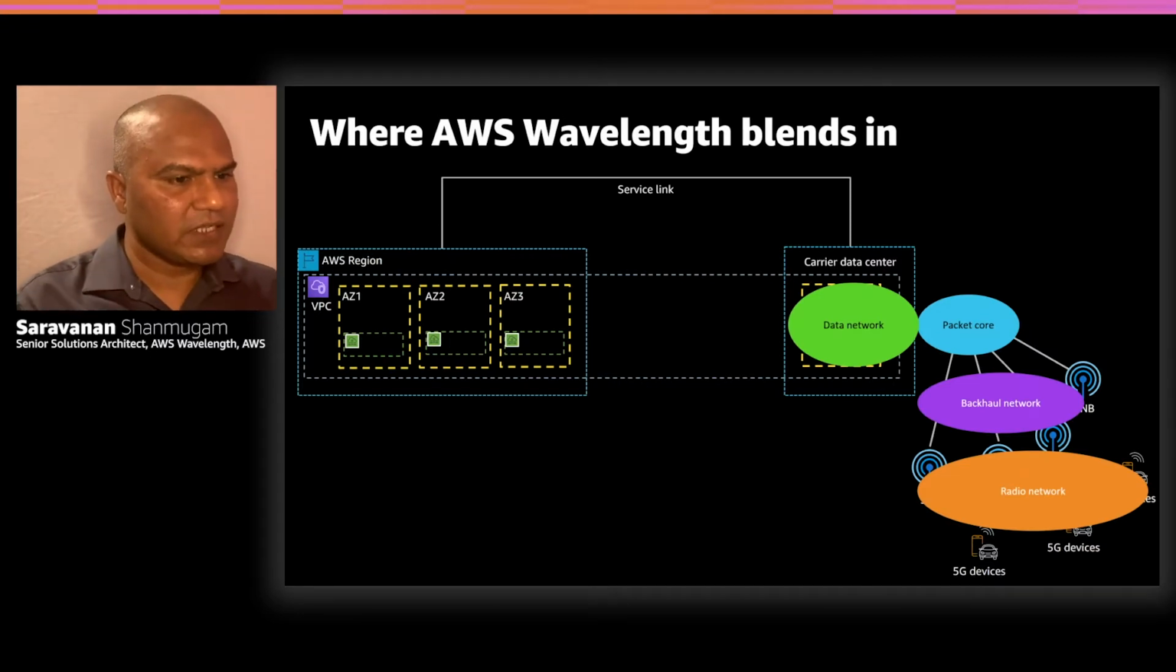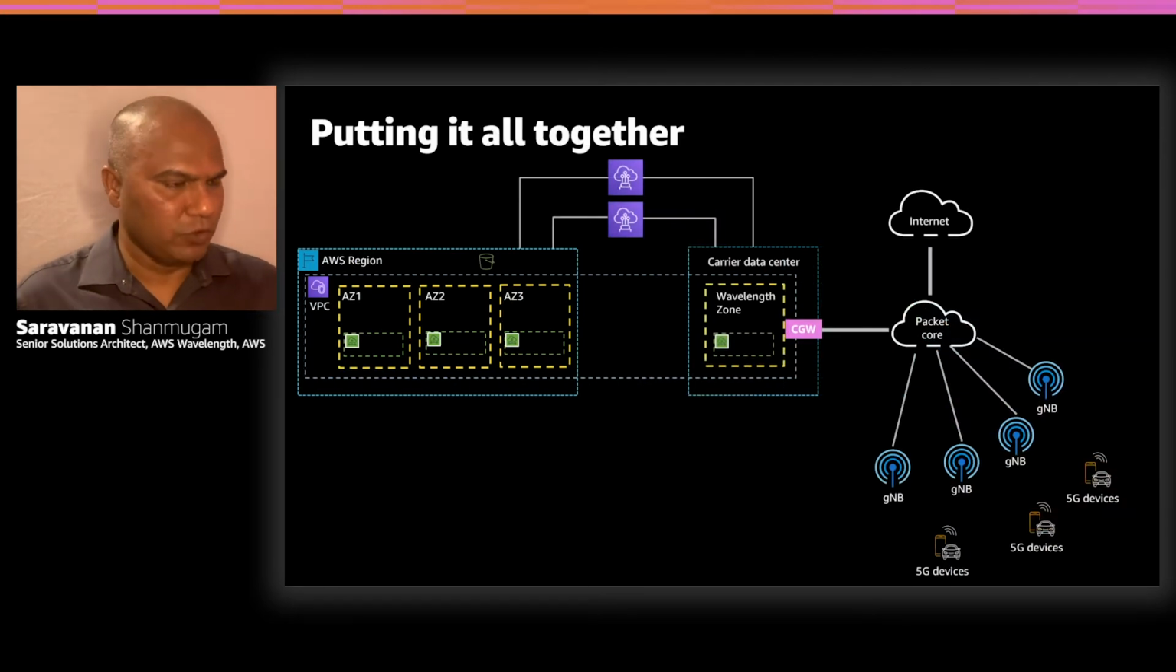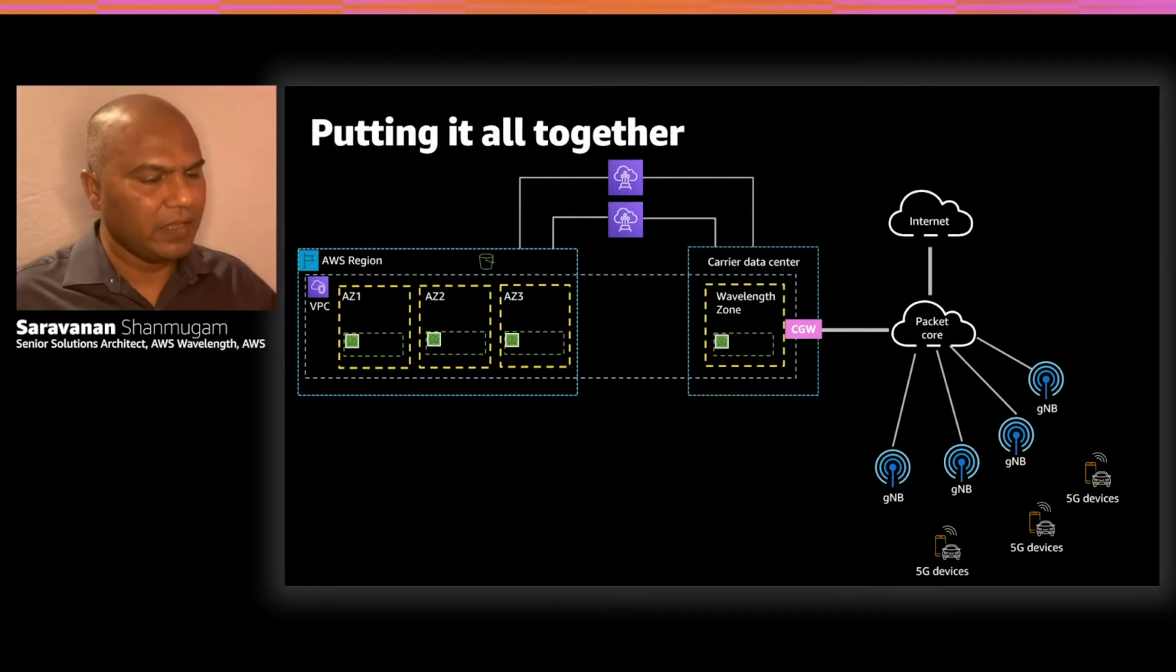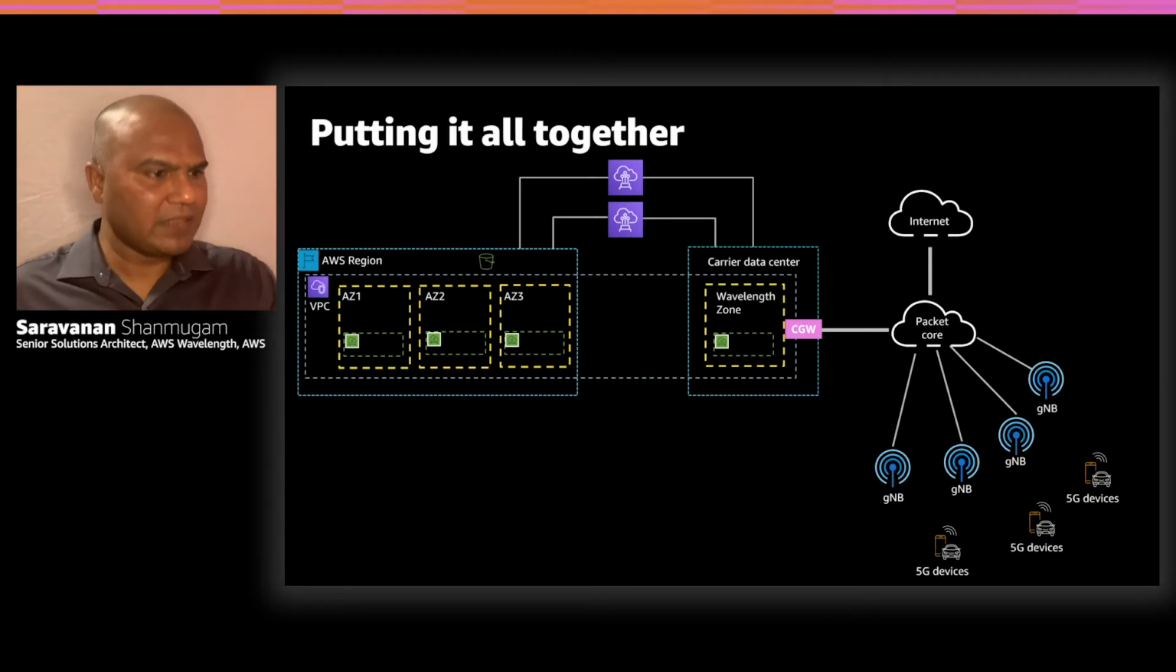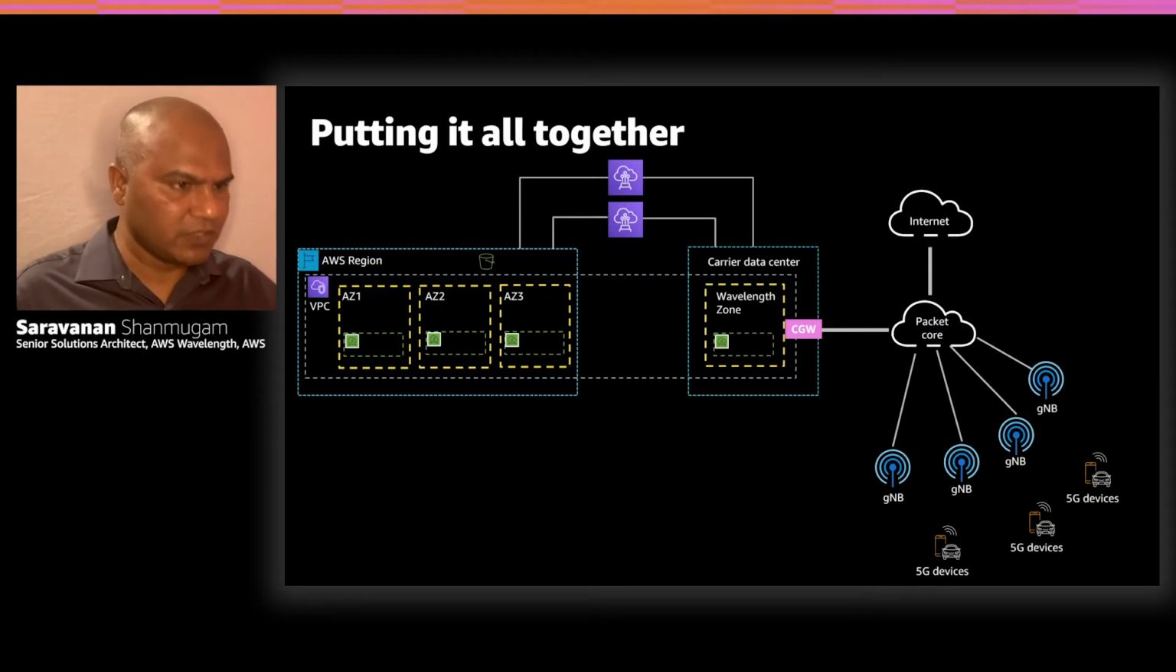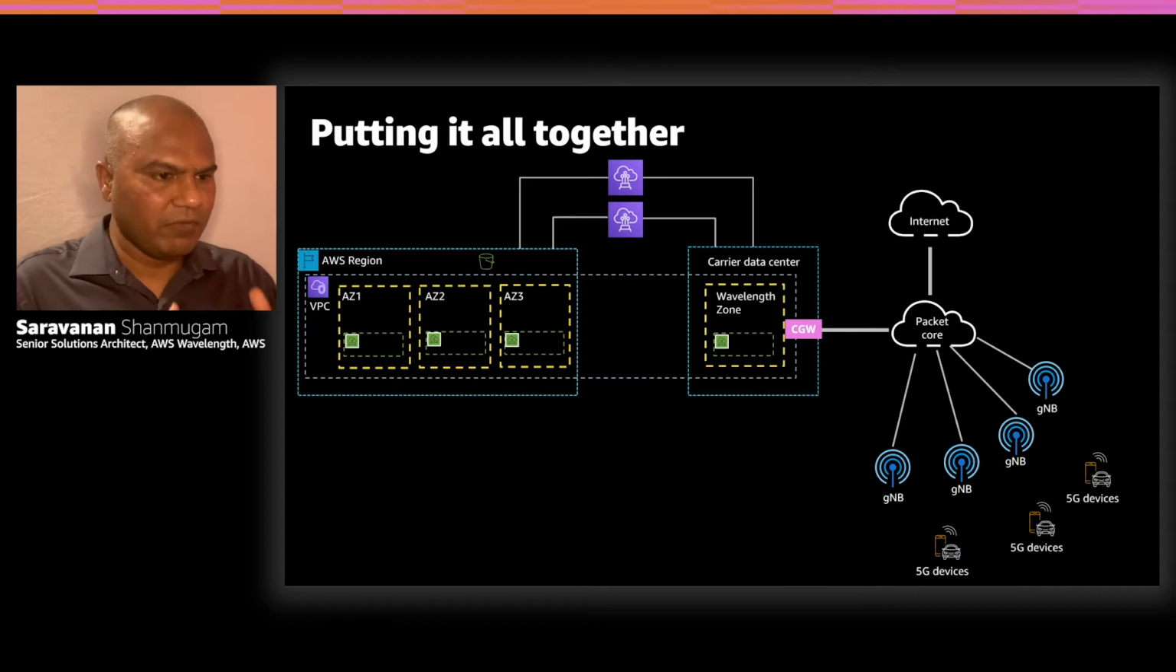Okay, so let's move on to the different packet flows in and out of the wavelength zone. As I said, this is a slide which gives you a 10,000 foot level view of the entire end-to-end wavelength zone architecture. We have wavelength zones inside the carrier data center, and then we connect them back to the parent region using service links, which are highly available, redundant, and scalable links. And then we also have this new network resource model called Carrier Gateway, which routes the traffic from the wavelength zone into the packet core.